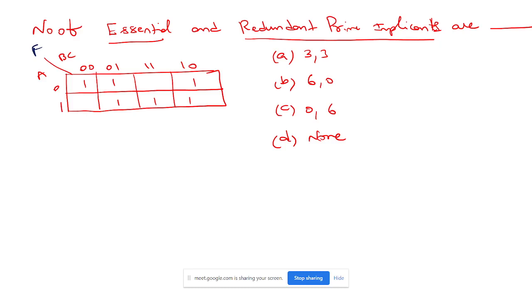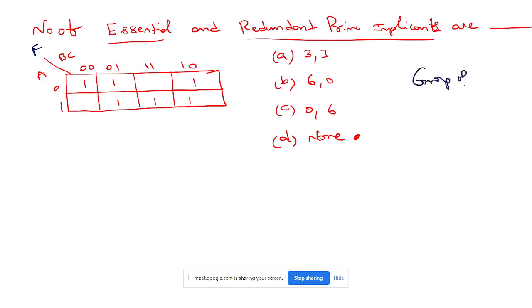So option D. Okay, fine. Any other answers? Okay. So how to group it first?